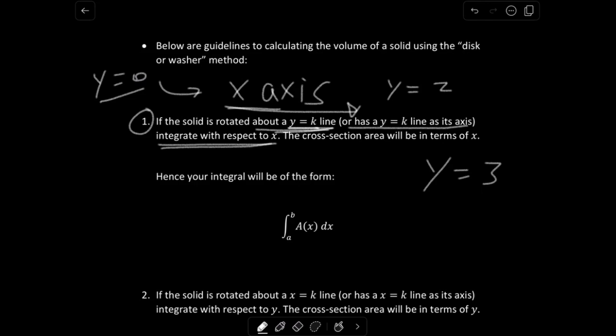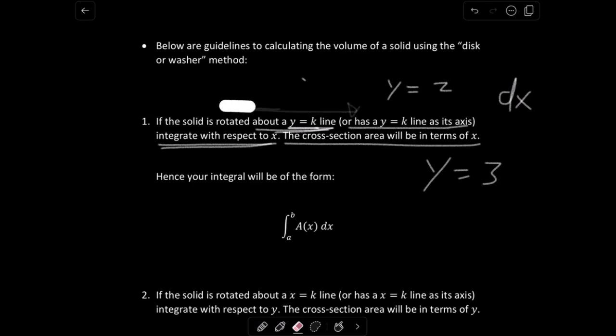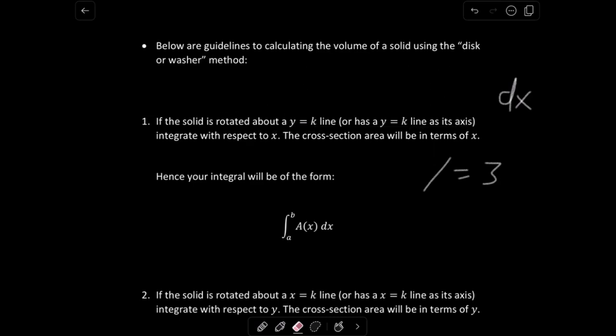What do I mean by that? You're going to use dx. That's what I basically mean. And then the cross-sectional area will be in terms of x. Now I'll get to that in an example because it's best explained in an example. But what it means is, since you're integrating with respect to x, obviously your integral needs to have variables that are x only. You can't have y's mixed up in there. So the cross-sectional area will be in terms of x.